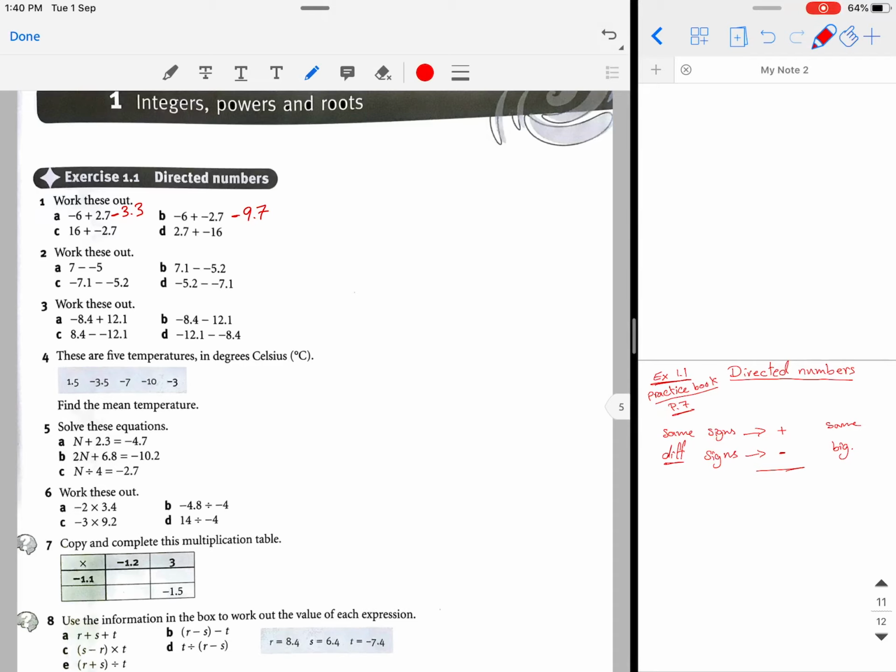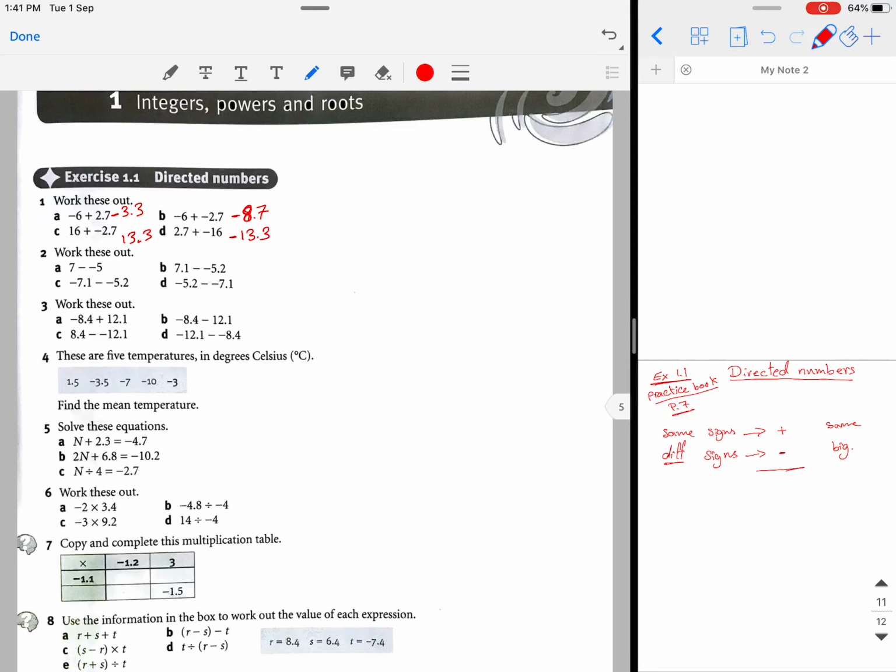Next one, letter C, 16 and negative 2.7. 16 is positive and 2.7 is negative, so there are two different signs. So make subtraction. 16 minus 2.7, it's 13. Sorry, here this one is 8.7. 6 plus 2 is 8. So here it will be 13.3. Okay, if you subtract 16 minus 2.7, it's 13.3. And I will keep it positive because the bigger number here is positive. Next one, the same, but the bigger number is negative. So it will be negative 13.3.